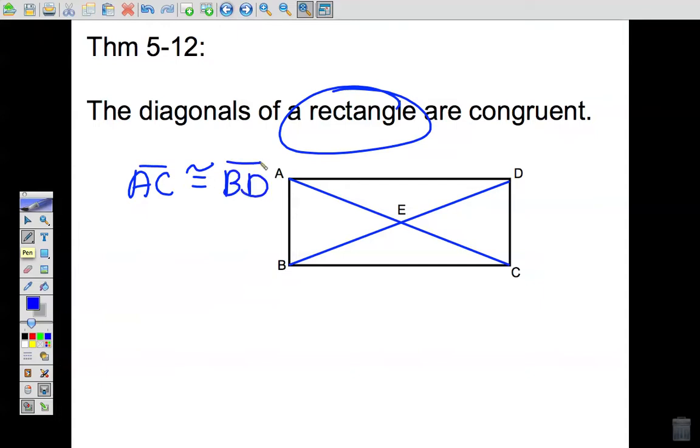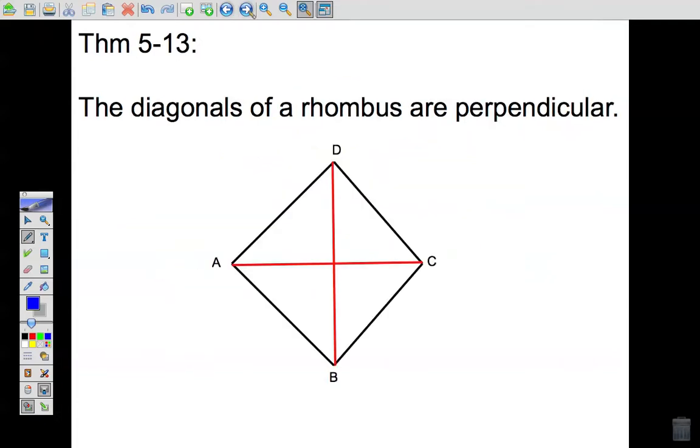If you just have a regular parallelogram, that may not happen. But if you know the parallelogram is a rectangle, this is true, that the two diagonals are congruent. Okay, in a moment, pause this and copy down Theorem 513.